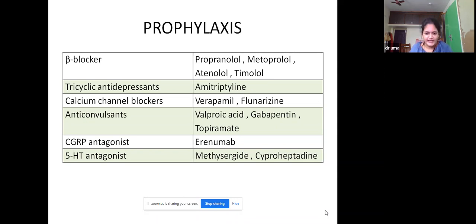This is a new drug, erenumab, a calcitonin gene-related peptide antagonist. It is given through the subcutaneous route once a month. And serotonin antagonists, methysergide and cyproheptadine, are not preferred nowadays because other efficacious drugs are available. So the serotonin antagonist is not preferred nowadays.